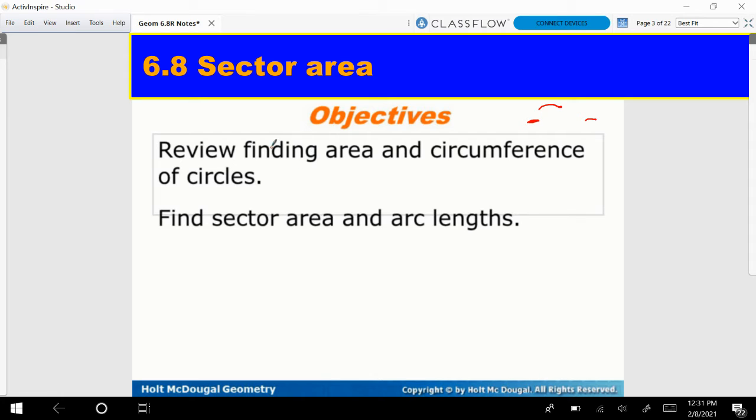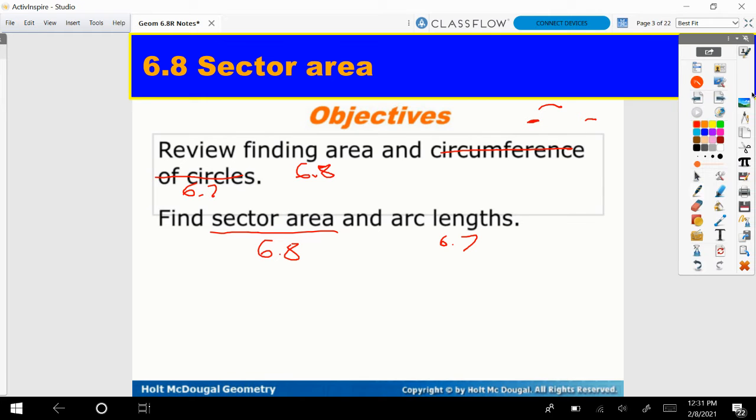But here's what we are up to today. First we're going to review finding area. This is one part of 6.8. This here is not what we're doing today. That was 6.7 yesterday. Same with this over here. This was 6.7, but we are up to this here. We're going to review finding area of a circle. Then we're also going to take a look at how to calculate sector area. This is something new.